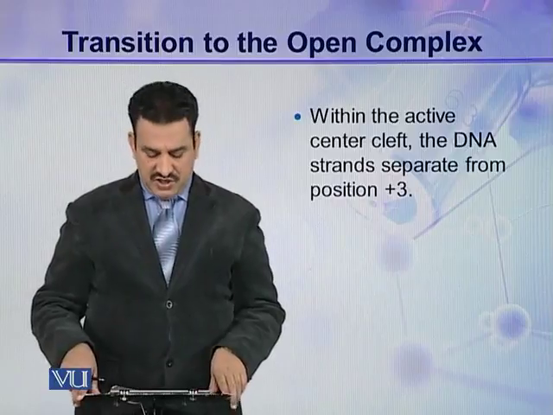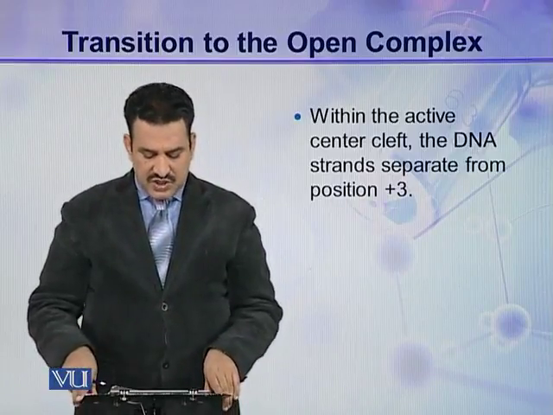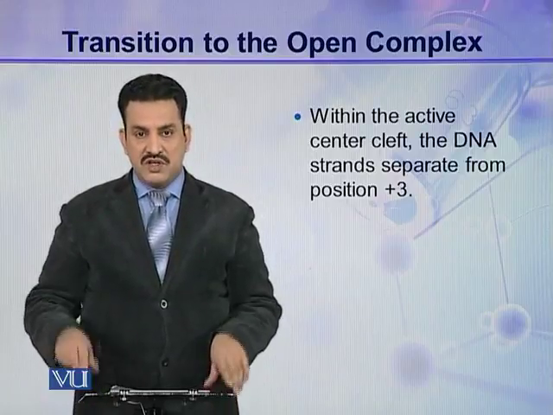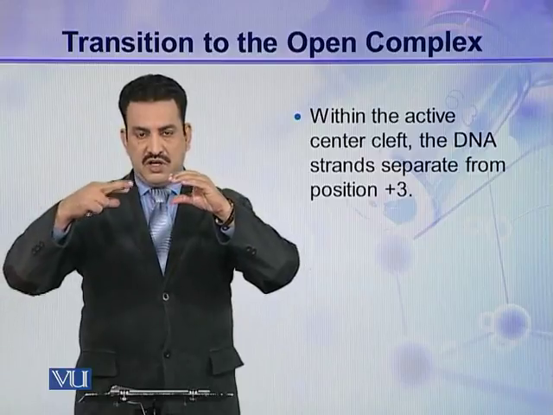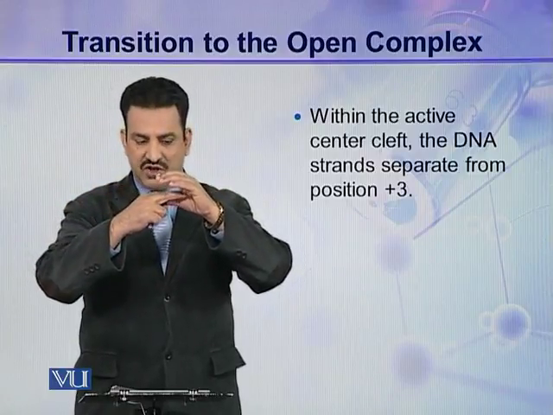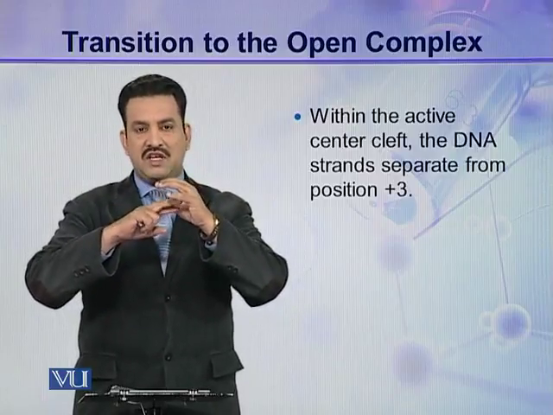Within the active center cleft, the DNA strands separate from position +3. So they enter in the double-stranded form, and then they reach the position +3, and at the position +3, they open up.